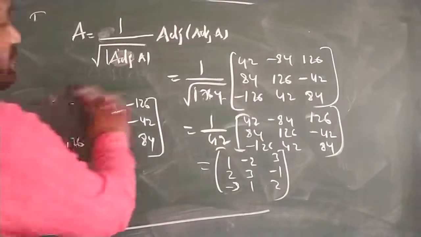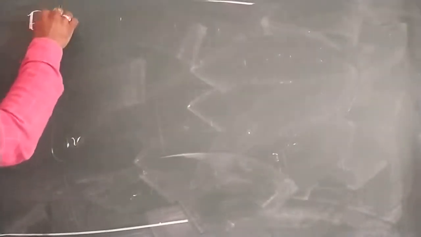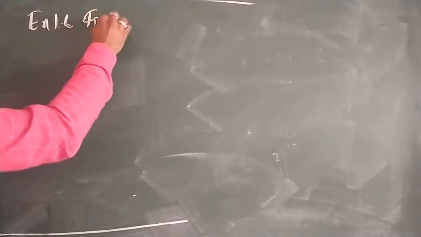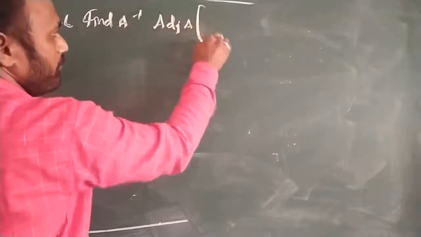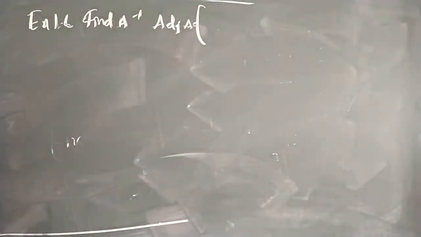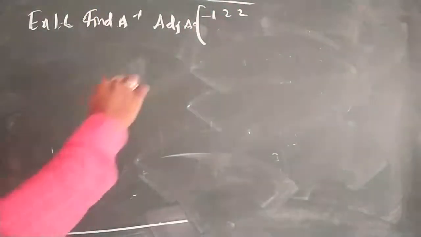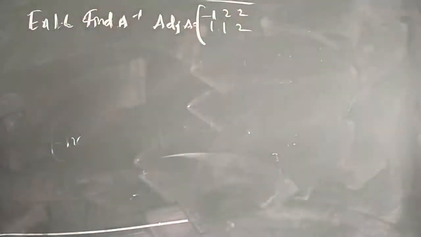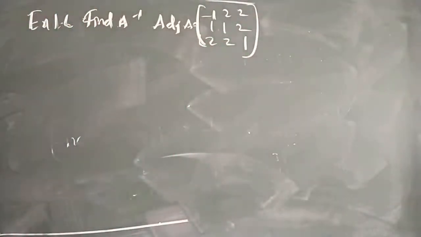Now, let us see another example, example 1.6. Find A inverse if the adjoint of A matrix is given as minus 1, 2, 2; 1, 1, 2; 2, 2, 1. So the adjoint matrix is given, and we are asked to find A inverse.